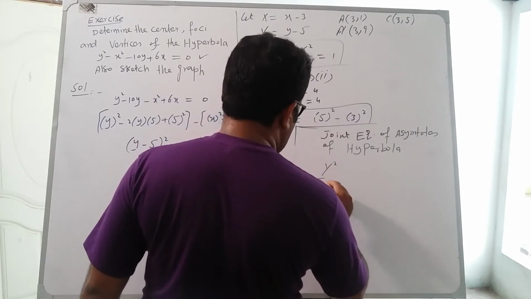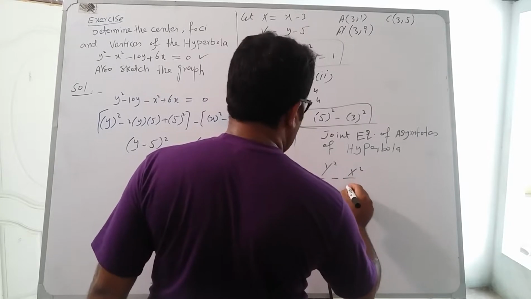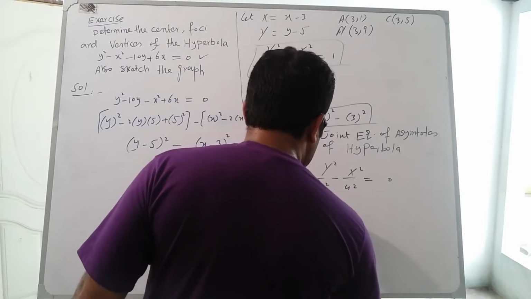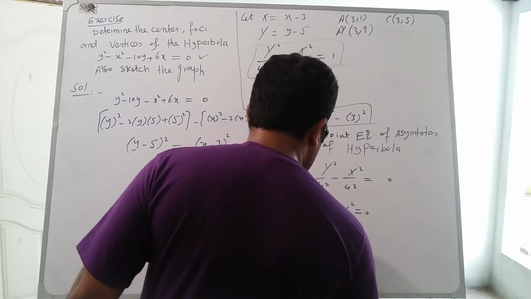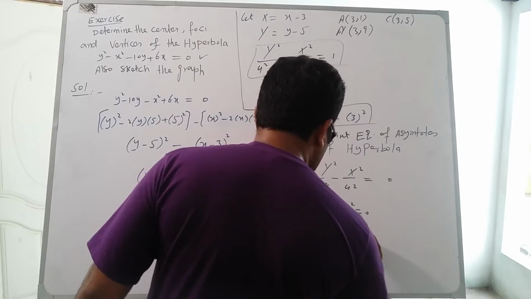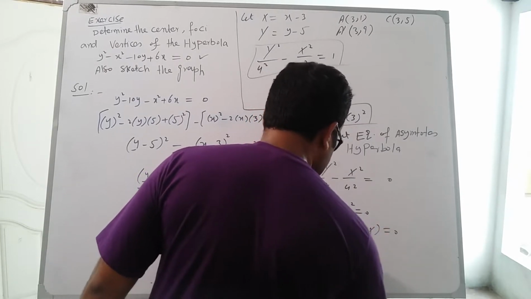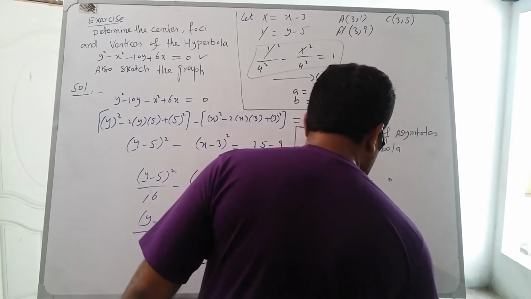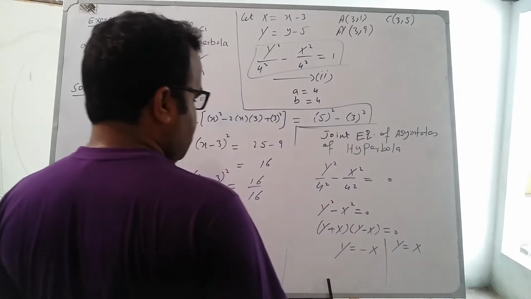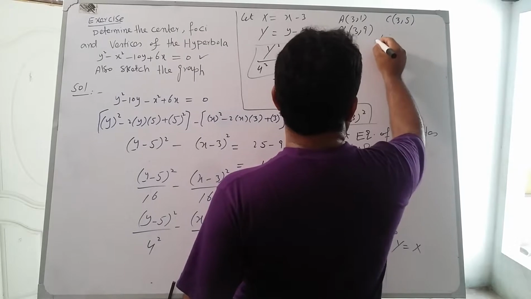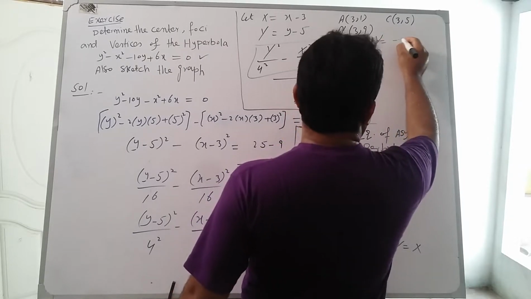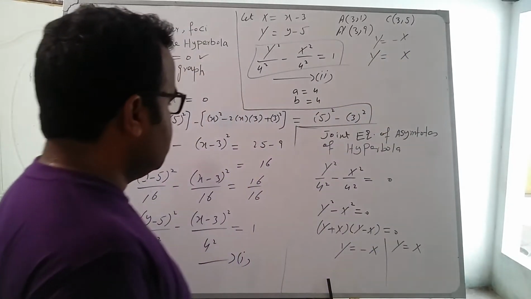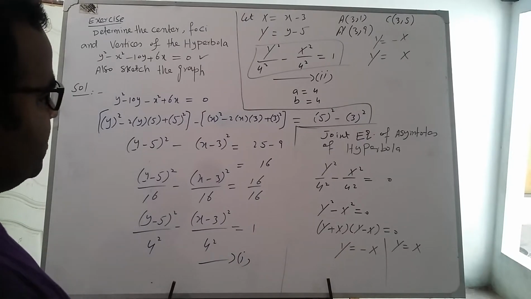Y square over 4 square minus x square over 4 square is equal to 0. This means that we get y square minus x square is equal to 0. So y plus x and y minus x are the factors. One line will be y is equal to minus x and the other line is y is equal to x. These are the two equations. Y is equal to minus x and y is equal to x are the joint equations of the asymptotes of the hyperbola.